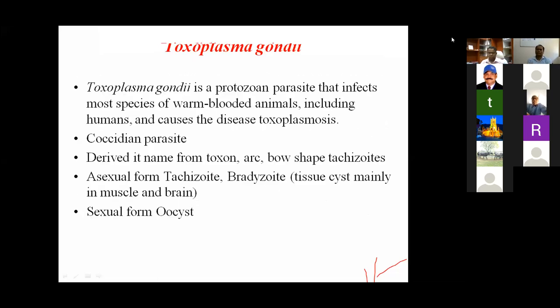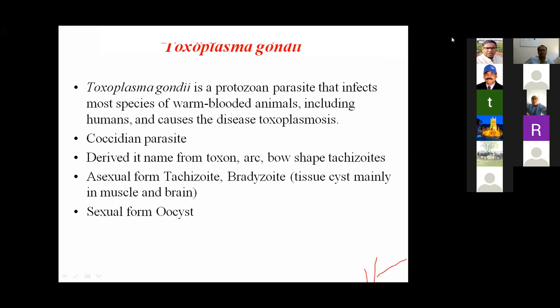The next important parasite I have taken is Toxoplasma gondii. Toxoplasma gondii is an important cat parasite. In cat, it is a protozoan parasite. Up till now, we were talking about helminths. Now this is Toxoplasma gondii. It is a protozoan parasite. It infects all warm-blooded animals, including human, and causes the disease toxoplasmosis.